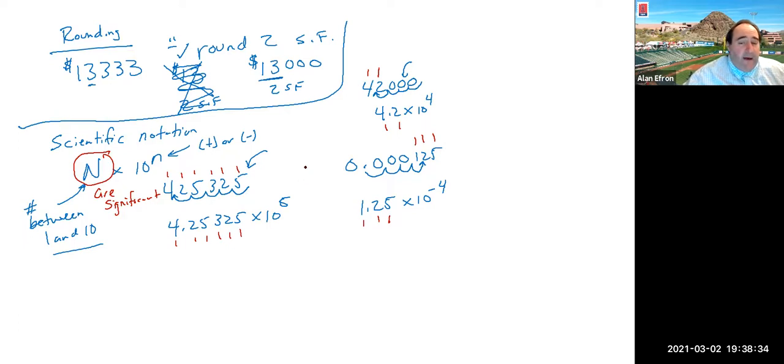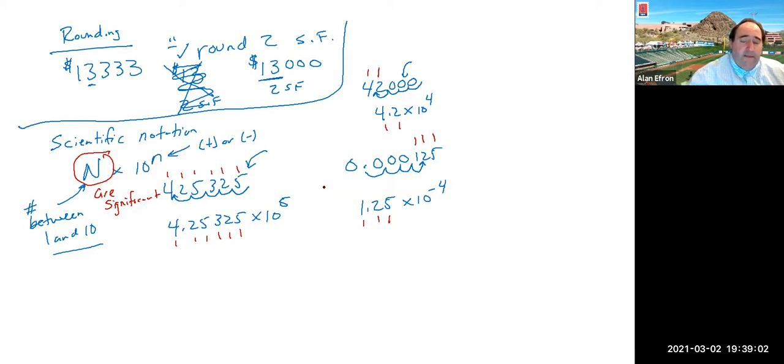The nice thing about scientific notation is you can actually control how many significant figures you are given in an answer by writing a number in scientific notation. And sometimes the only way you can get a number to the proper number of significant figures is to write it in scientific notation. Question on that?